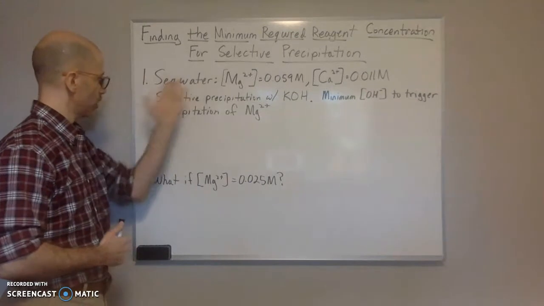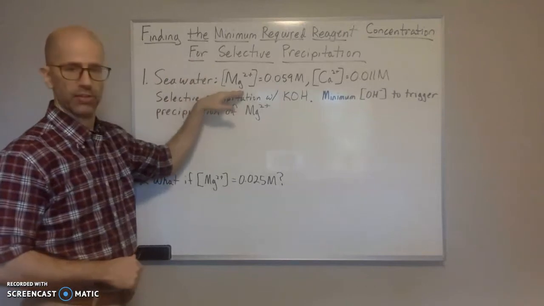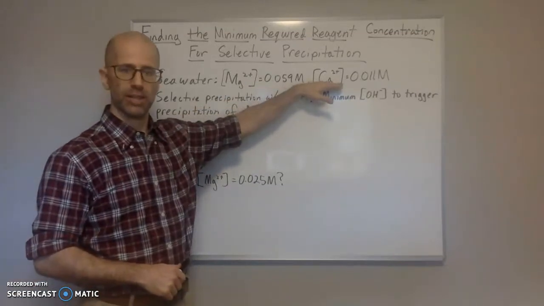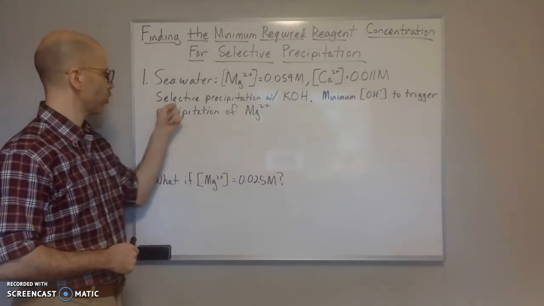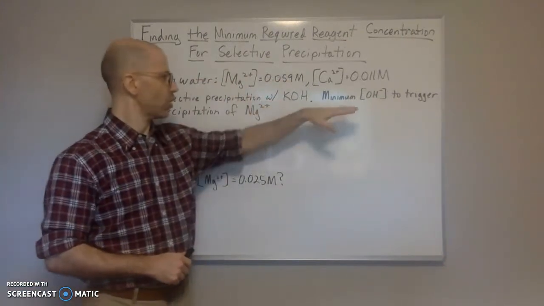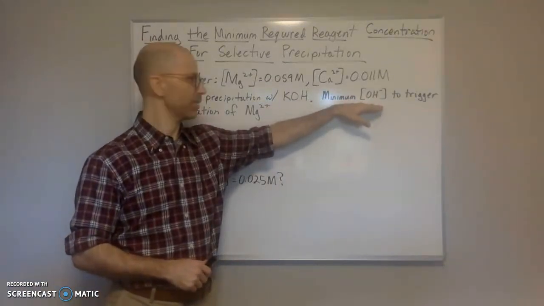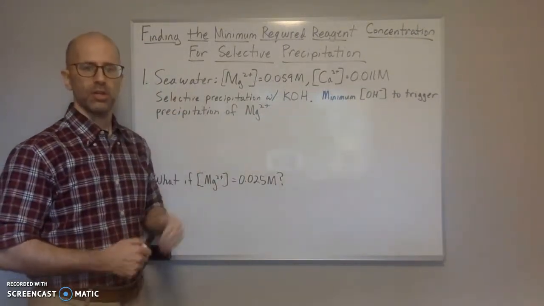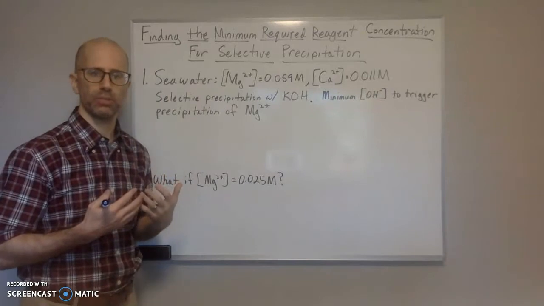So the first situation is we have seawater. And seawater has, in this particular case, a magnesium 2 plus concentration of 0.059 molar and a calcium concentration of 0.011 molar. And we're told that we could selectively precipitate the ions with KOH. So they're asking, what is the minimum OH concentration, or hydroxide concentration, necessary to trigger the precipitation of the magnesium ion?